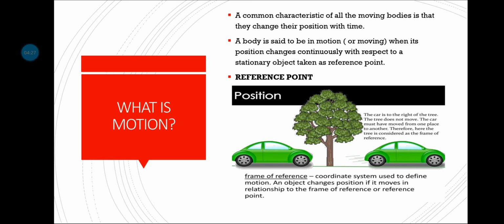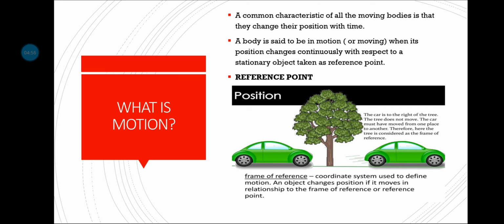There is a tree and there is a car. The car is to the right of the tree. The tree does not move. As we all know, the car must have moved from one place to another. Therefore, here the tree is considered the frame of reference, or you can say point of reference. Let's understand what is frame of reference. It is a coordinate system used to define motion. We cannot define motion without any reference point.